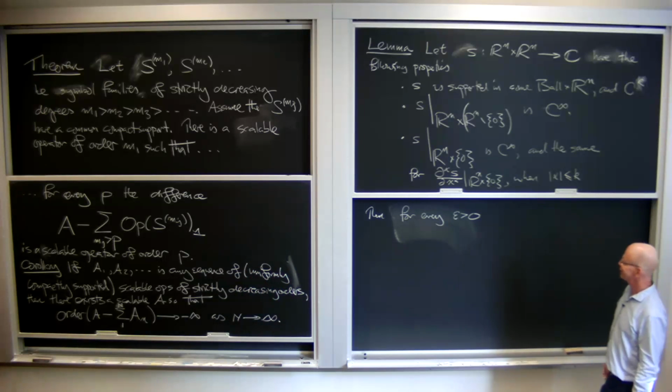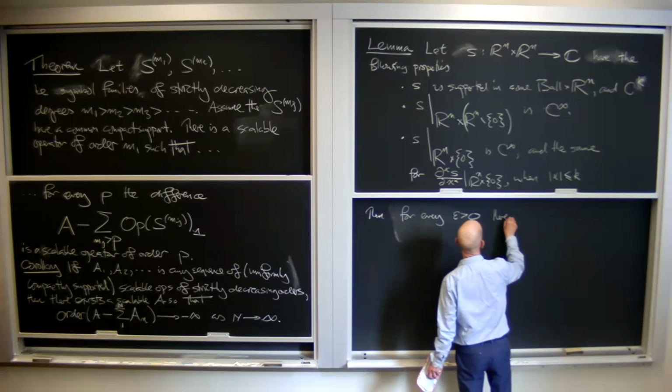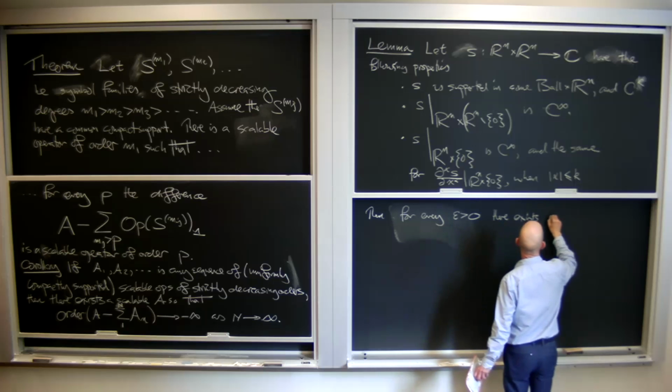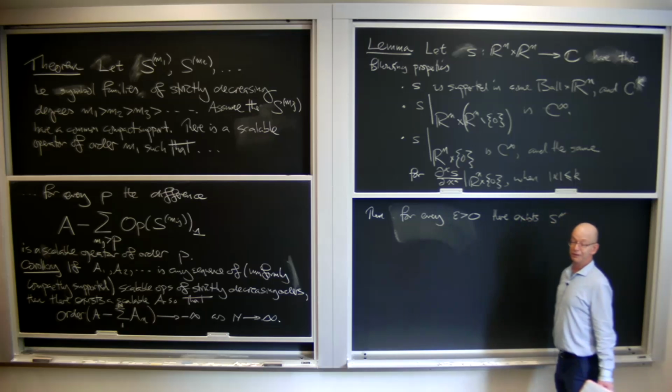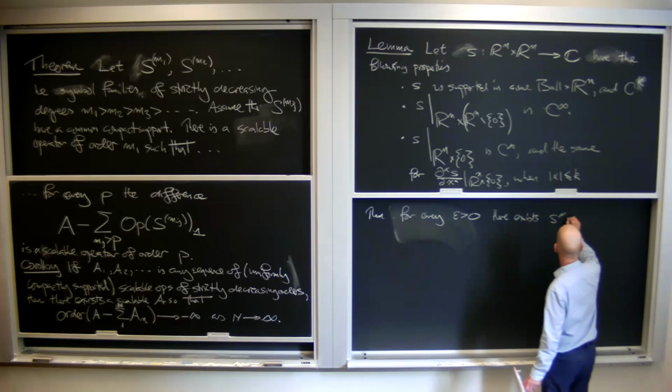So, for every epsilon bigger than 0, there is some other function. There's an intermediate function S prime, which is going to occur. So let me call this one S double prime.